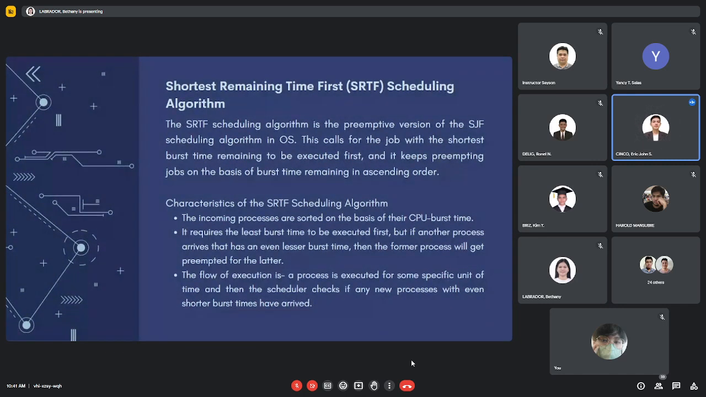So, characteristics of the SRTF scheduling algorithm. The incoming processes are sorted on the basis of their CPU burst time. Second, it requires the least burst time to be executed first, but if another process arrives that has an even lesser burst time, then the former process will get preempted for the latter.